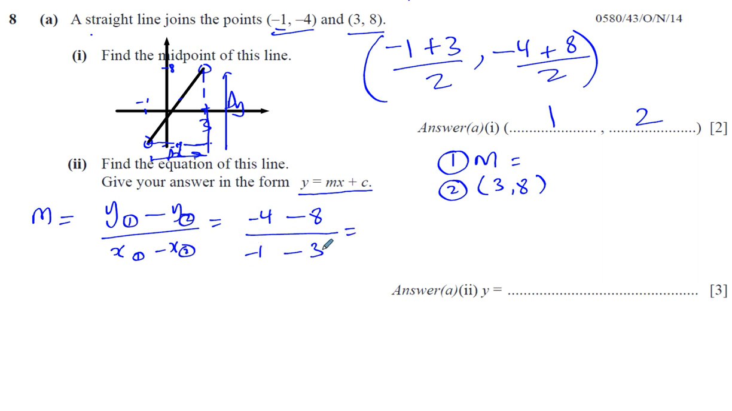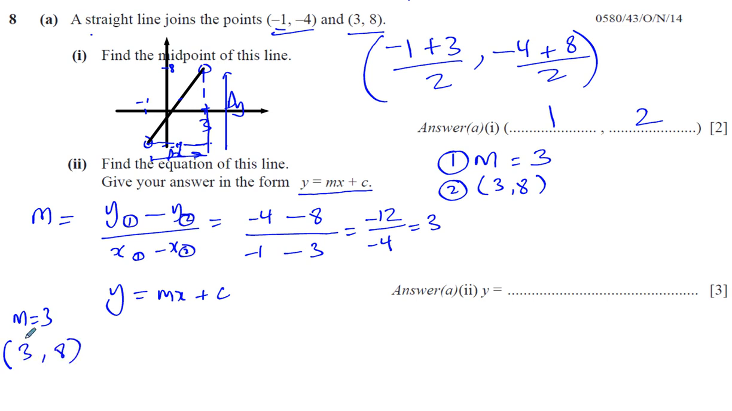That gives you -12 over -4, which gives you +3. Negative divided by negative is positive. So the gradient is 3, and it goes to the point 3, 8. So we can now use the form that they gave us, y equals mx plus c. We know that m is 3, we calculated it, and we know a point on the line is 3, 8. So this is our x coordinate, this is our y coordinate. We can now substitute these values into this formula, and the only thing that's missing is the c, which we can now calculate and then write down in our equation.